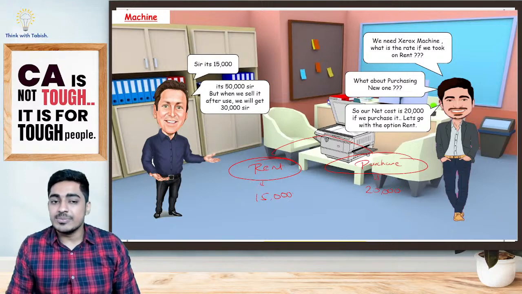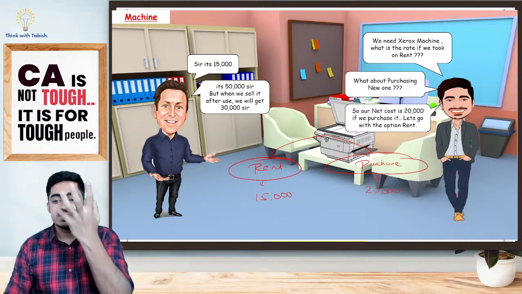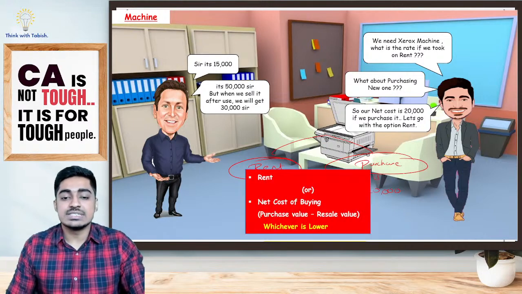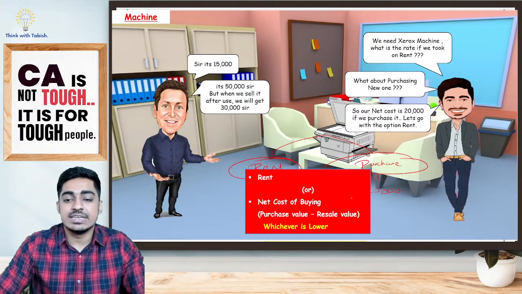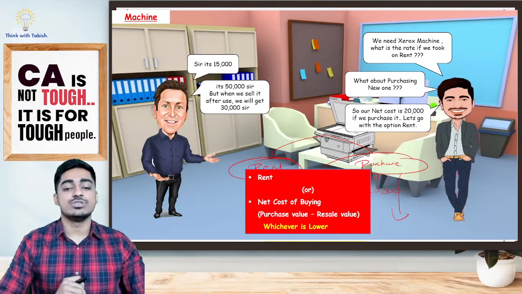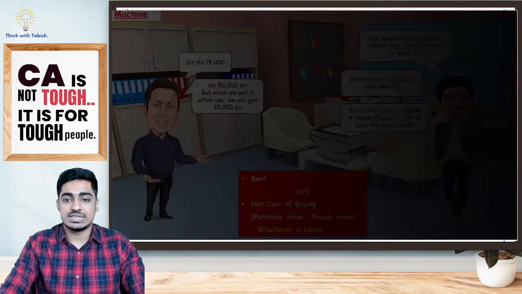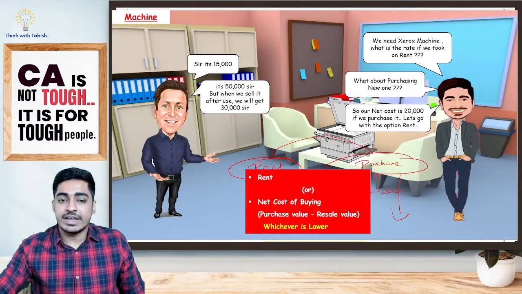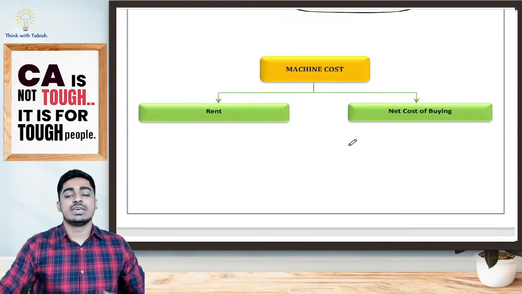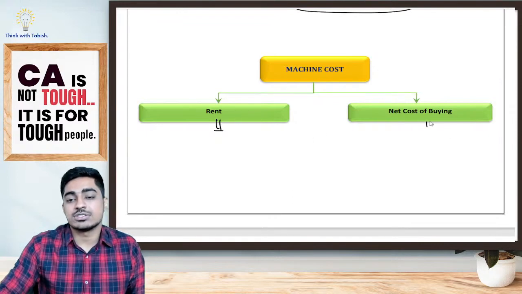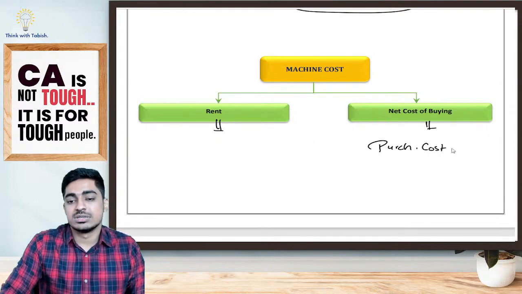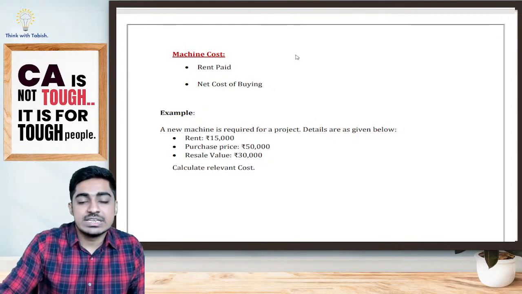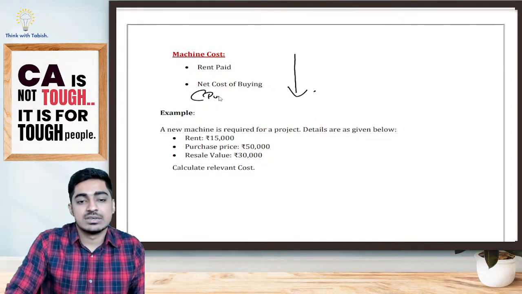Relevant cost will be either rent paid or net cost of purchase, whichever is lower. Whatever is the lower amount we'll be incurring, that decision we will choose. So it is whichever is lower. Is it clear, students? Any doubts you have, we'll keep for later. At the end, all doubts we will solve. Don't worry, students. So for machine cost, either we can get it on rent or else we have the net cost of buying, that is purchase cost minus resale value. Whichever is lower is what we will be choosing.